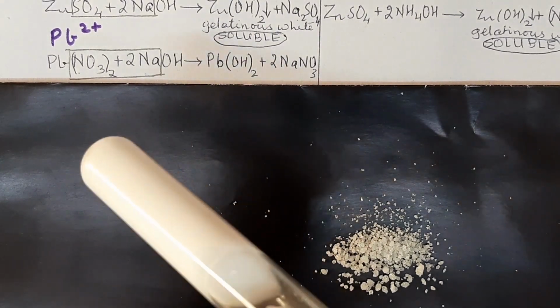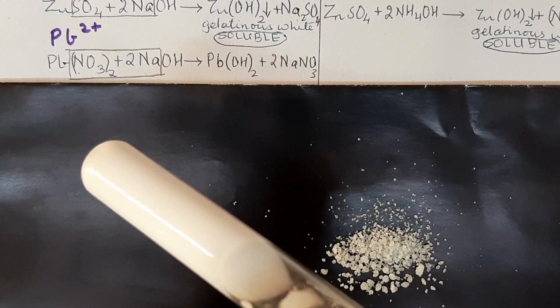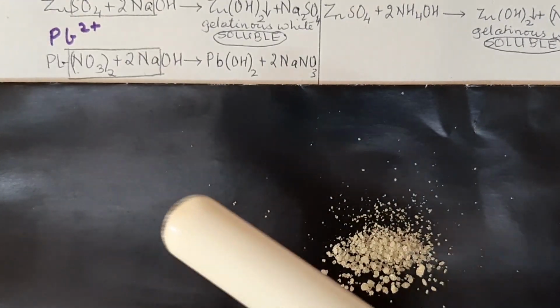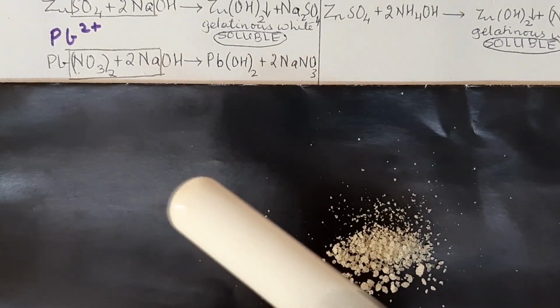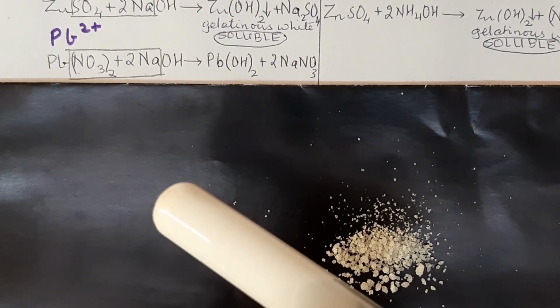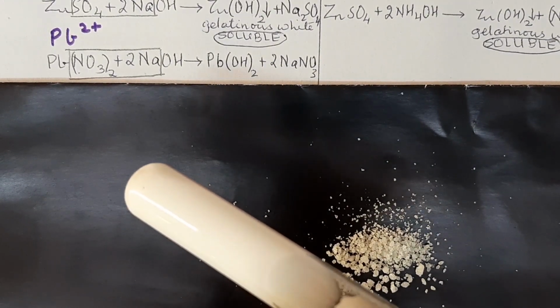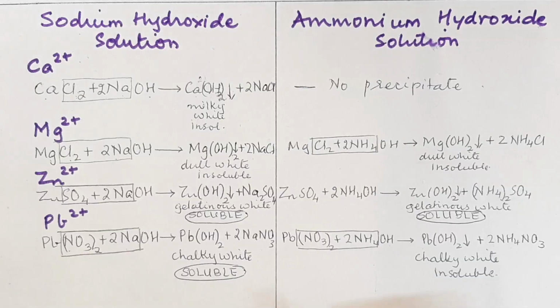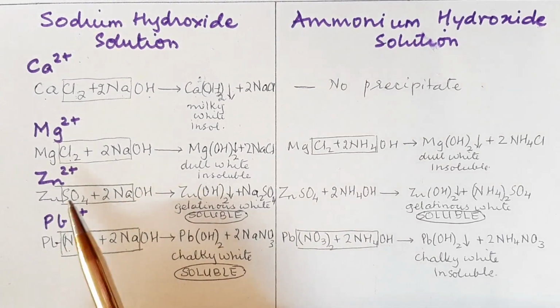You can see that the intensity of that white has not become lighter, it has remained the same. So that is what we have with ammonium hydroxide: a chalky white precipitate with Pb2+, which will be insoluble in excess. Let us sum it up with our colorless cations.